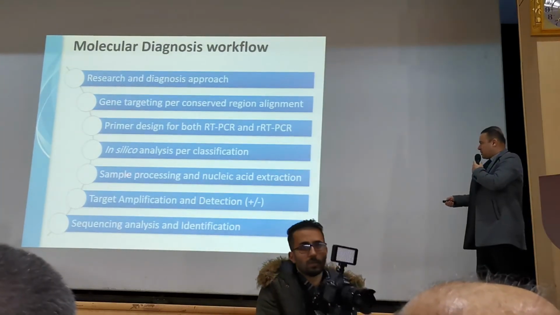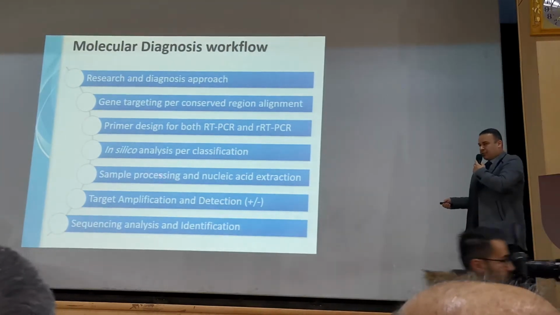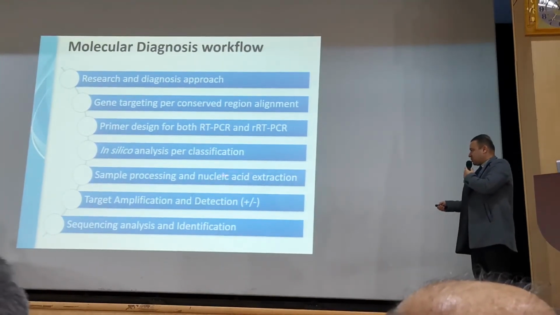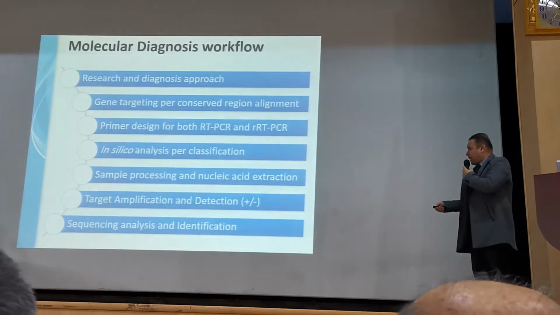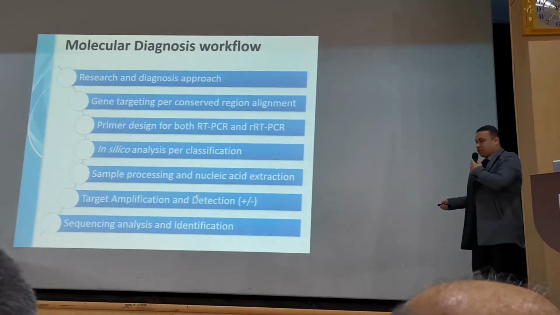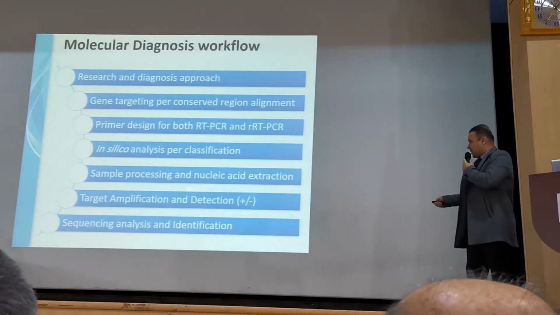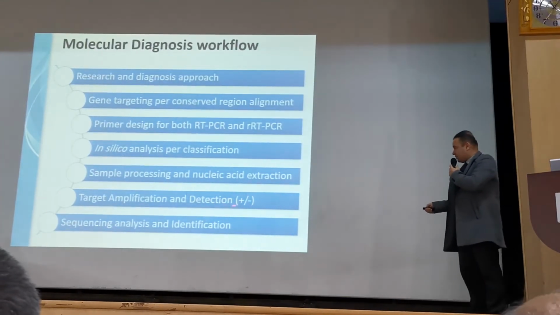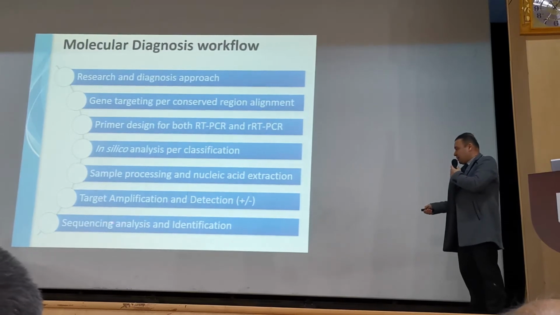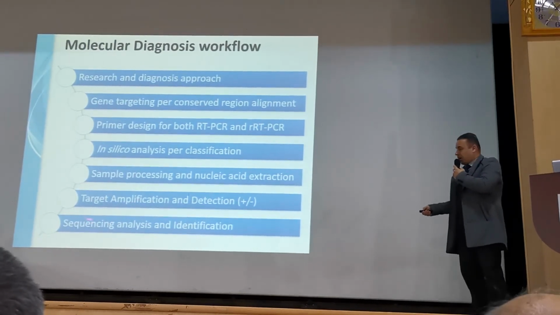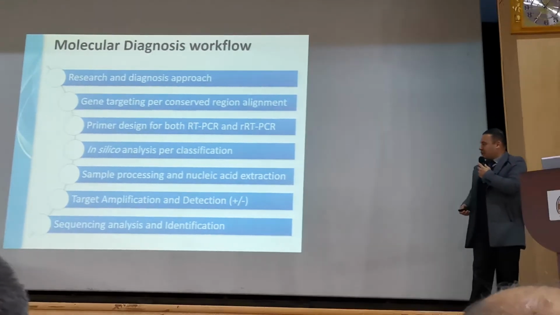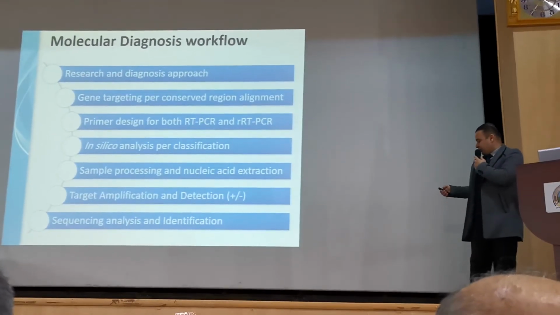After that, starting sample processing, which normally starts with nucleic acid extraction, which is RNA, and then targeting the amplification of this extracted RNA, to say if it is a positive or negative sample. And then we can do further analysis by sequencing and identification of the virus.